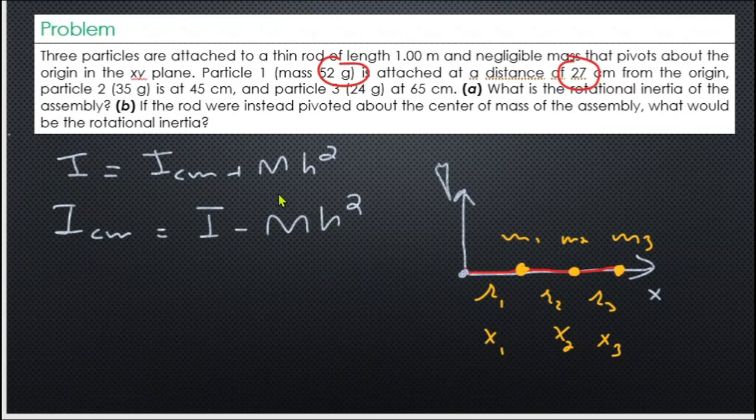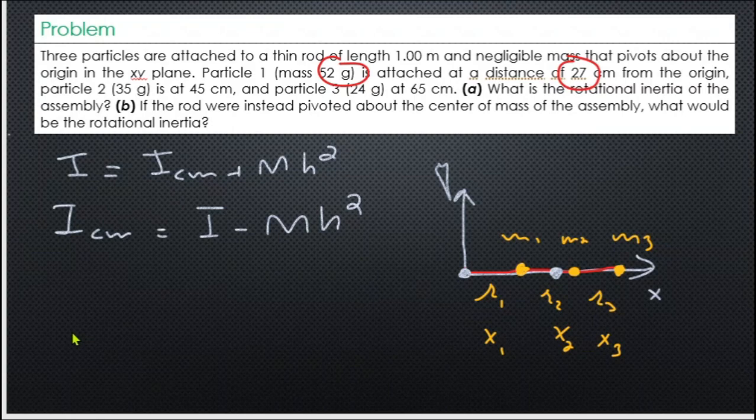We know the total mass of this assembly, which would be equal to m1 plus m2 plus m3, but the only term here which we don't know is this h, which is the distance between the two axes. The first one is the axis which lies at the origin, and the second axis lies at the center of the mass.